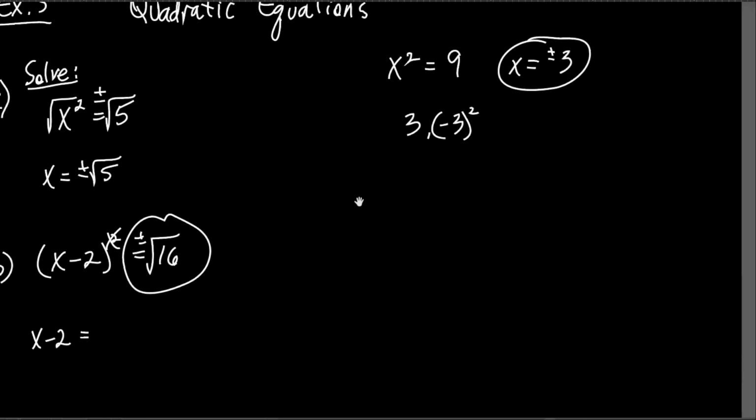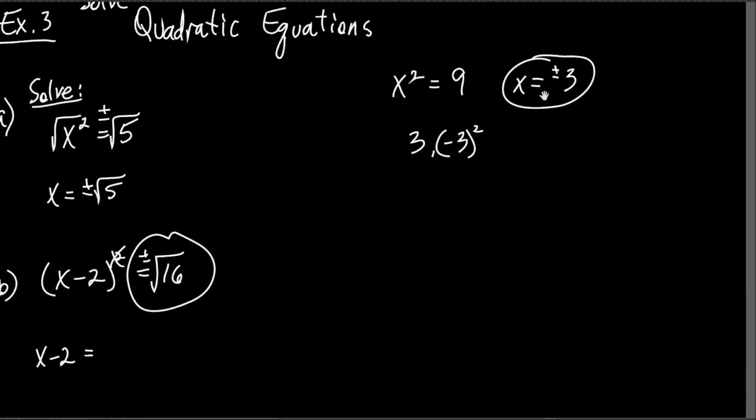Why do we need it? I just explained it to you right here. We need the plus or minus because it's not only 3 that's being squared to give you a 9, it's also a negative 3 that's being squared to give you a 9. So you get 2 answers for this. It's not just 3. Now 3 is one of the answers, but it's also negative 3.